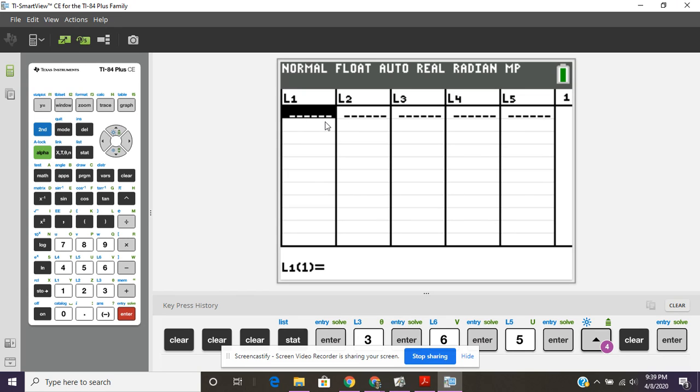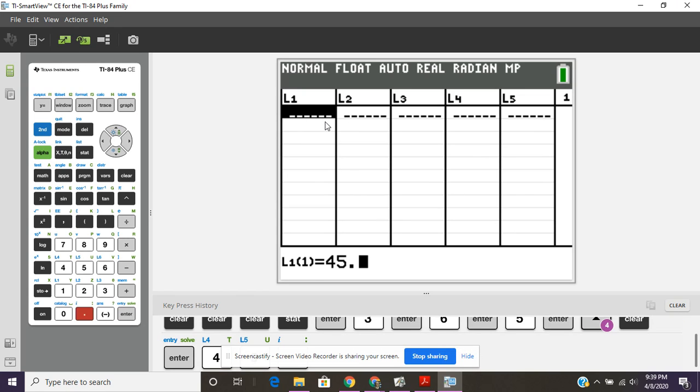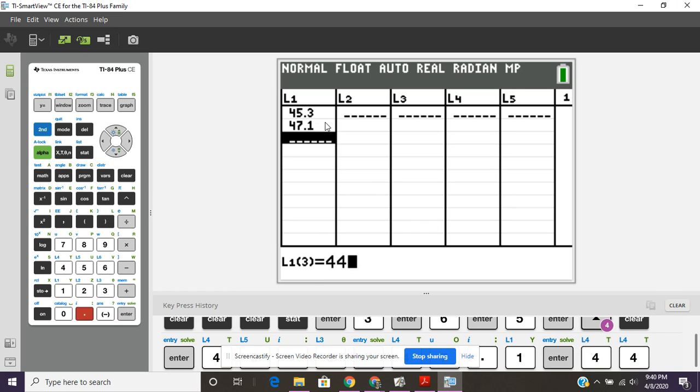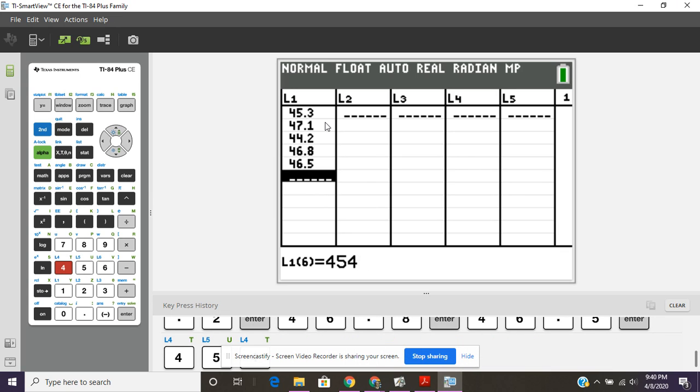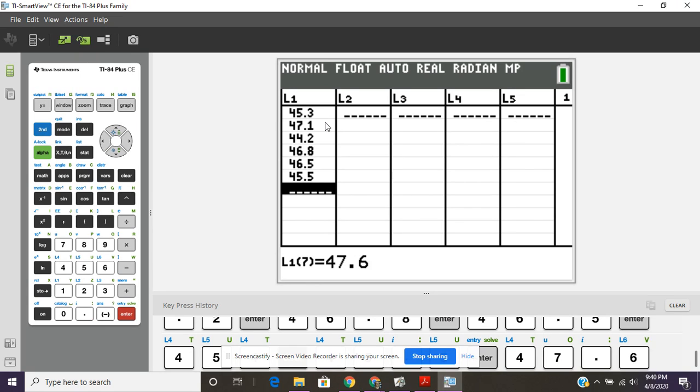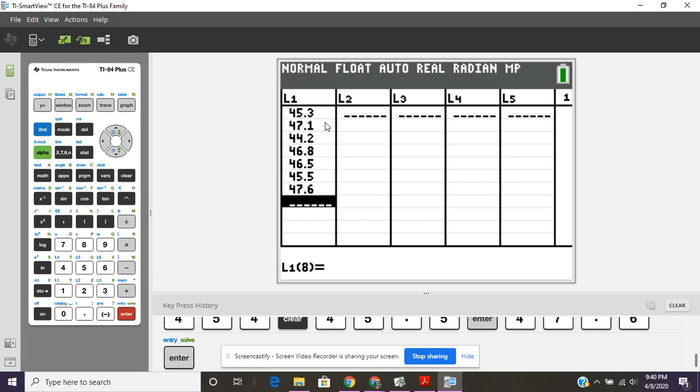But let's type in these values that we had. So we had 45.3, 47.1, 44.2, 46.8, 46.5, 45.5, and 47.6. All right, if you need to continue typing these values, you might pause the video now just to get those values done because we're going to move on.